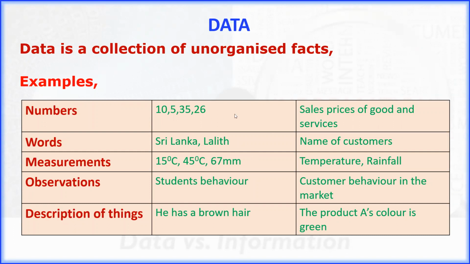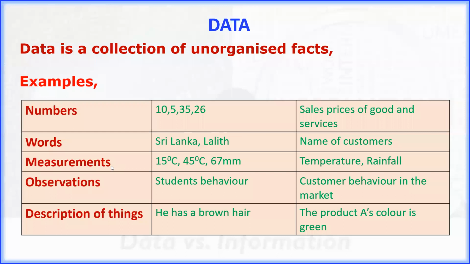Right? For example, this data may be sales prices of goods and services. This data may be marks of some subject of the students. We don't know exactly what this data is. This data may be heights of students, marks of students, sales prices. Similarly, the data can be found in the form of words also. For example, Sri Lanka, then Lalit. Right? Names of customers. This Sri Lanka, Lalit, may be names of customers or names of countries. In that way, by looking at this data, you can't make any decisions.